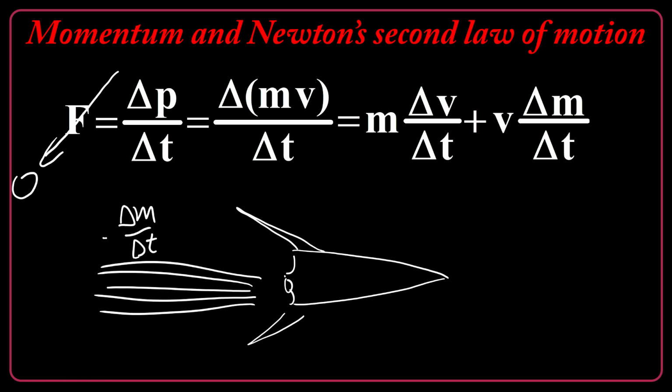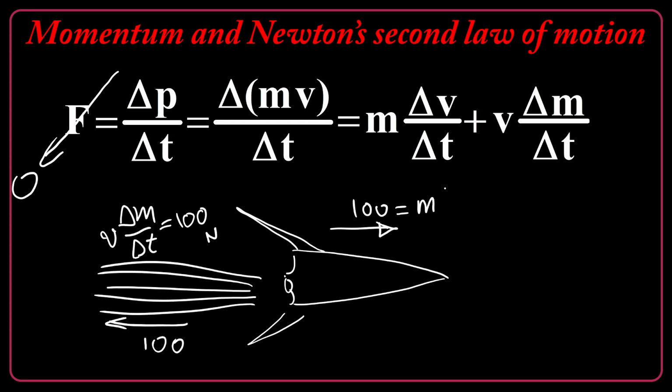So v delta m over delta t is the force created due to this gas flow. Let's say this force is 100 Newton. The reaction of this 100 Newton will push the rocket rightward. This is 100 again. This is the reaction. And this 100 will create acceleration because it's going to be m delta v over delta t. Delta v over delta t is acceleration of the rocket. So in the case of the rocket in space, why the rocket accelerates? Because there is no external force and action-reaction accelerates the rocket. Of course, we have the same acceleration for the gas leftward, but we always consider the acceleration of rocket.